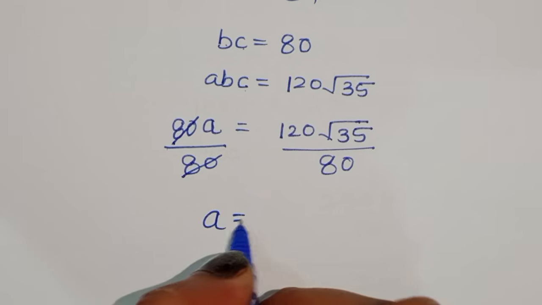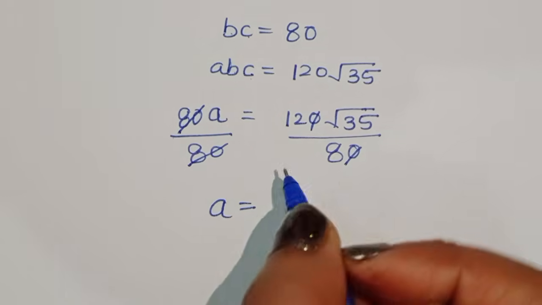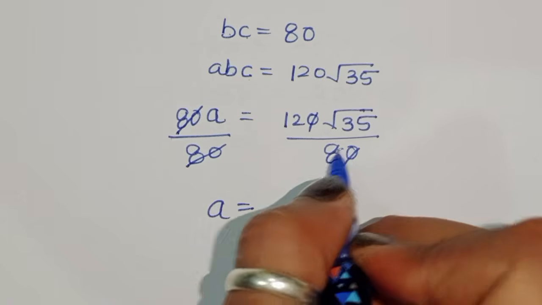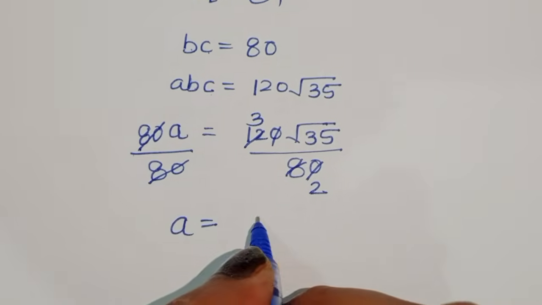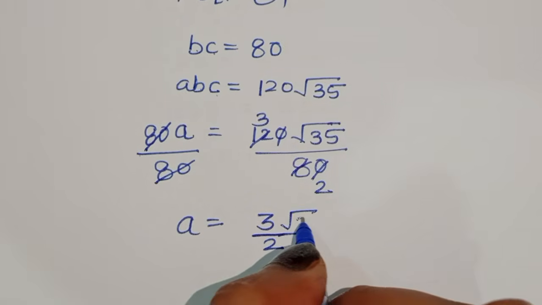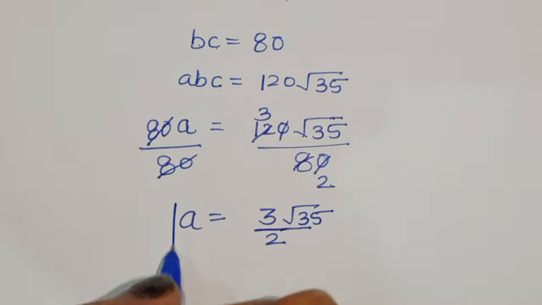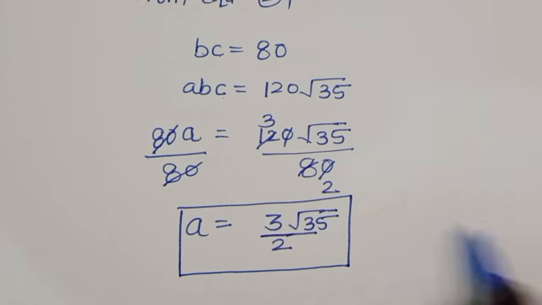Here A is equal to, now 0 is cancelled from 0, and it will become here 4 2s are 8, 4 3s are 12, 3 by 2, 3 by 2 square root of 35. So this is the value of A, 3 by 2 square root of 35.